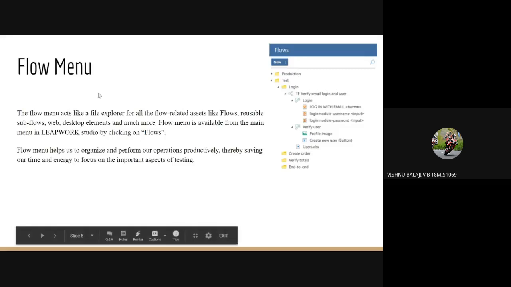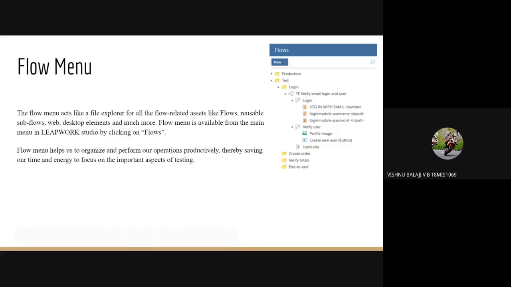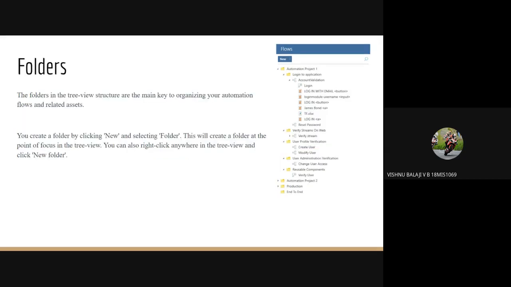Coming to the first one, flow menu. The flow menu is a file explorer kind of hierarchy format that consists of all the flow-related assets like flows, reusable subflows, web and desktop elements, and much more. The flow menu is available from the main menu in the LeapWork Studio by clicking on flows. The main purpose of the flow menu is to organize and perform operations productively, saving our time and energy to focus on the important aspects of testing.